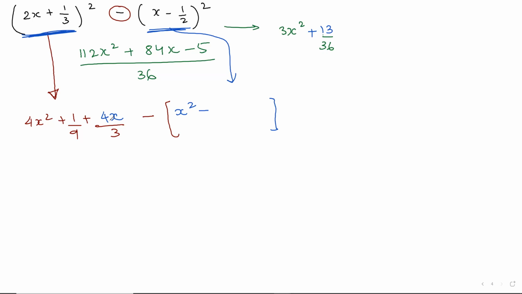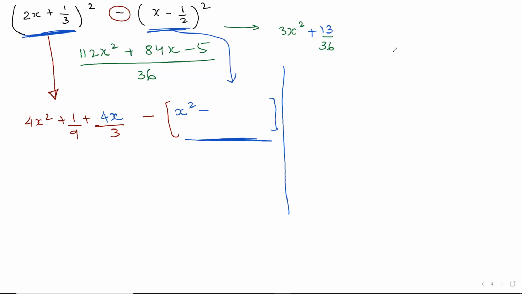Ma'am, I did the same method, but I didn't use the (a plus b) whole square. Okay. So the thing is, what you're saying right now, we can just continue doing this, but we can also do a quicker way, an easier way.